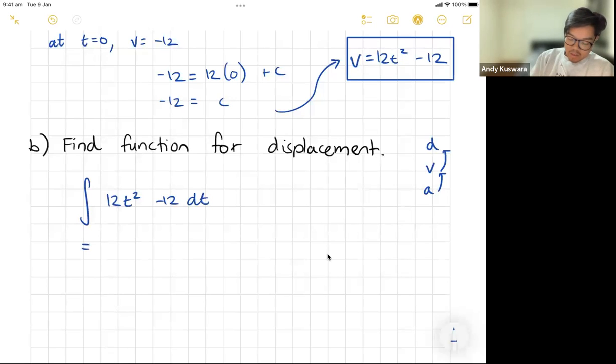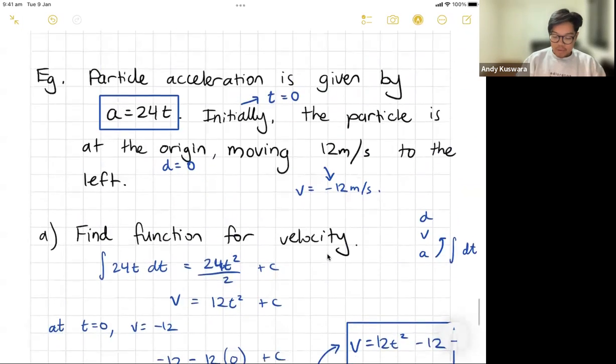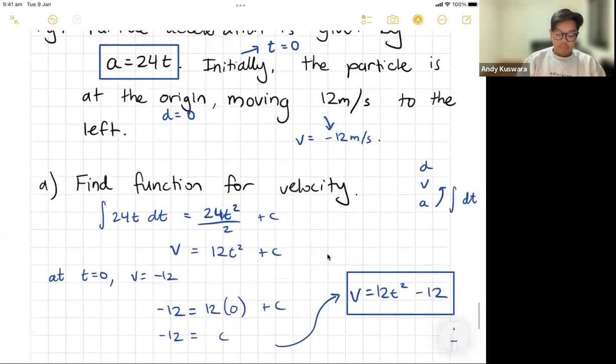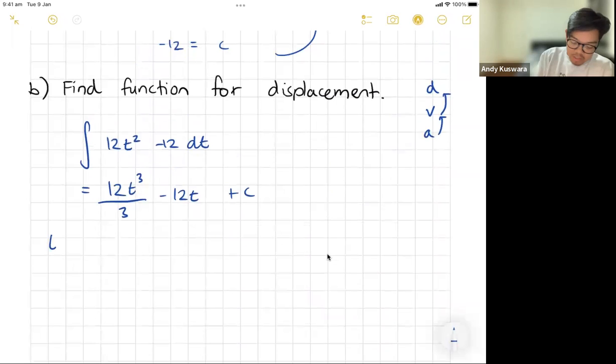Hopefully this is a nice integration. This becomes 12t cubed on 3 minus 12t plus c. Again, we need to know what that plus c is because I want to find the function. Plus c is not good enough for me. I've got high expectations. What we've got here is initially we know the particle is at the origin. So initially, t equals 0, the particle is at the origin. That means displacement equals 0. Okay, done.